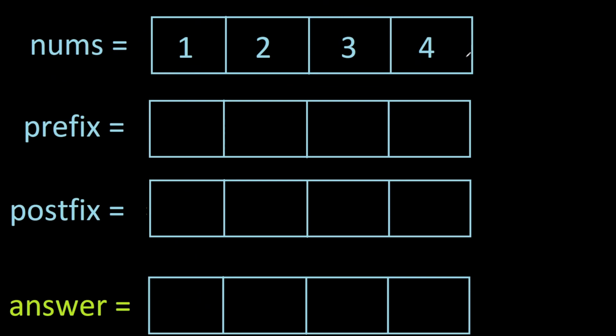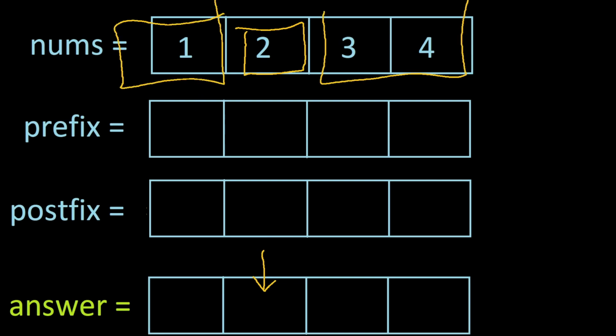So for example, if you want number 2 and you want to find what this output should be, we want to find all the numbers on the left side, your prefix, and all the numbers on the right side, and multiply them together. So 1, 3, and 4 is going to equal 12, and that would be your answer here, 12.